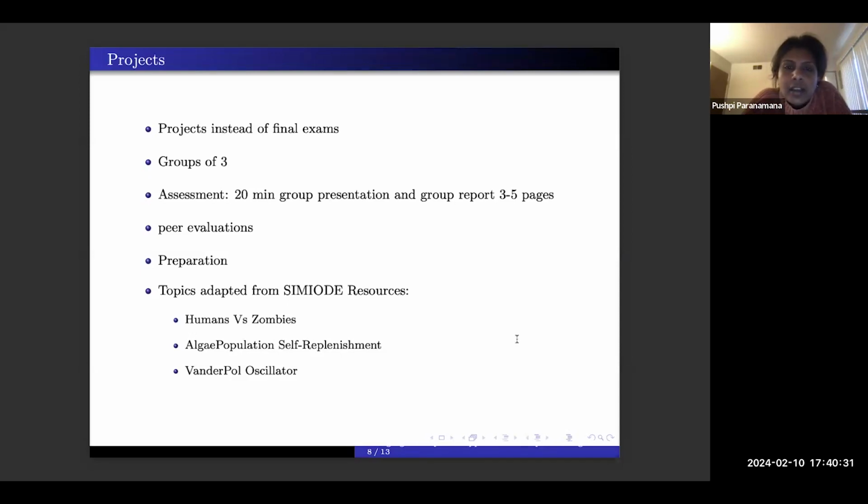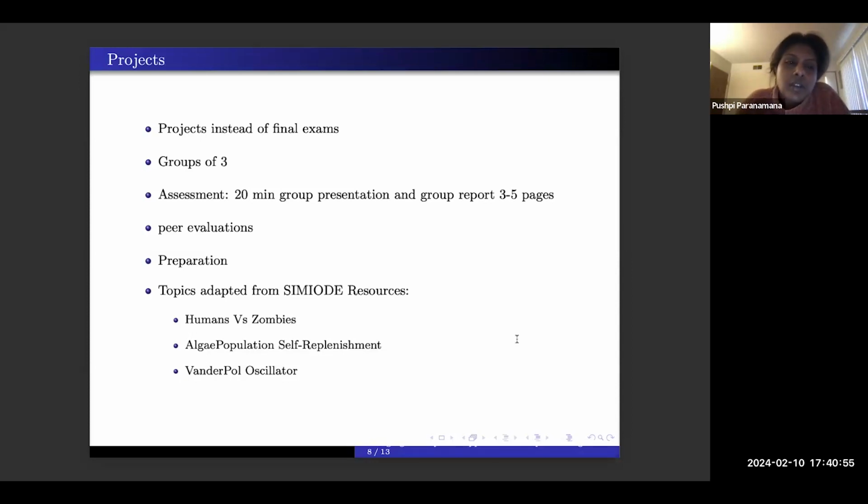And also I gave a form to fill out to evaluate the peers so that they have some kind of accountability. I wanted to avoid one person doing everything and someone not doing anything. So there was a peer evaluation part.